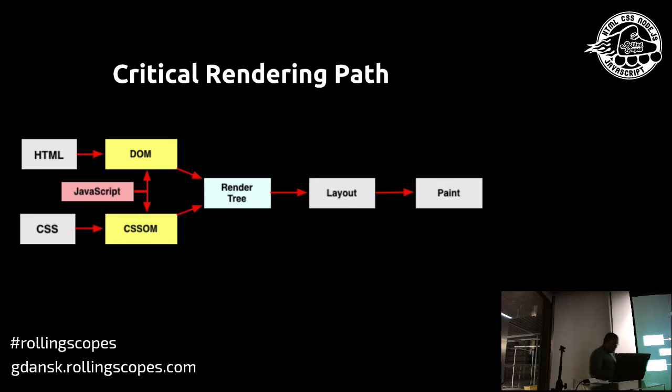As you can see here, we have the critical rendering path. This critical rendering path is the process that the browser passes through from the HTML and CSS until it shows something to the users. I'm left, so it's good.